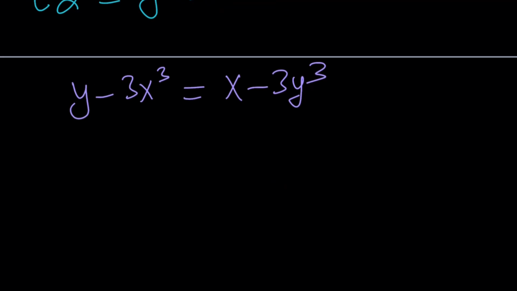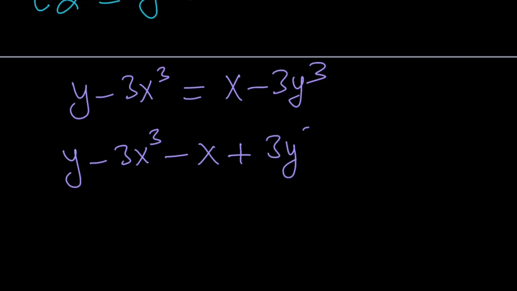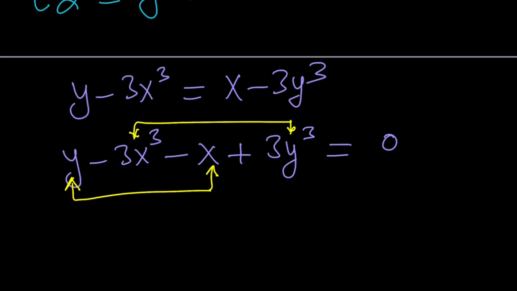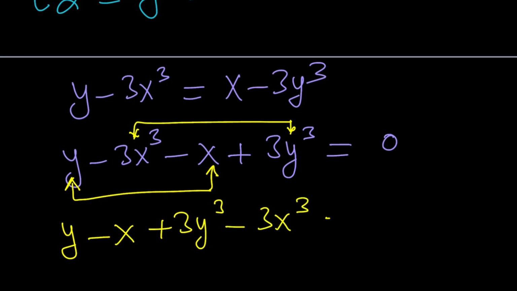To get a better idea, let's put everything on the same side. y minus 3x cubed minus x plus 3y cubed is equal to 0. Awesome. So what can you do with something like this? Factoring, right? Let's go ahead and factor by grouping. These two will go well together because they're to the first power, and these two go well together because they're both cubed. So it's going to look like this: y minus x, and obviously I do want to write the y cubed first, following the same pattern, and then the sum is equal to 0.